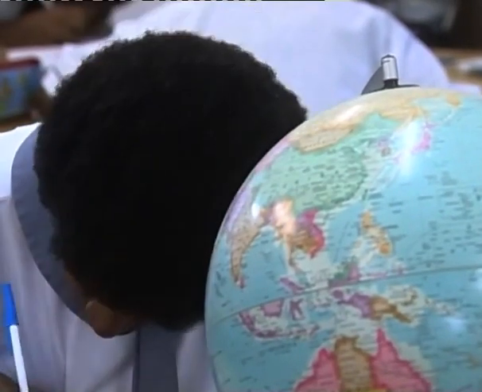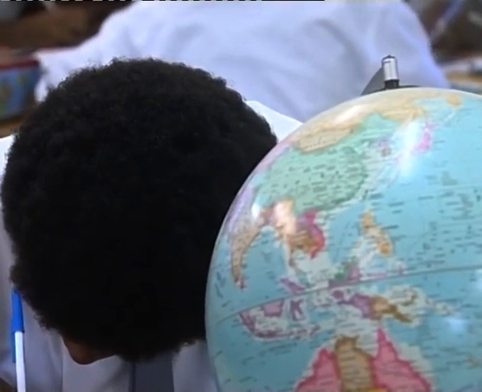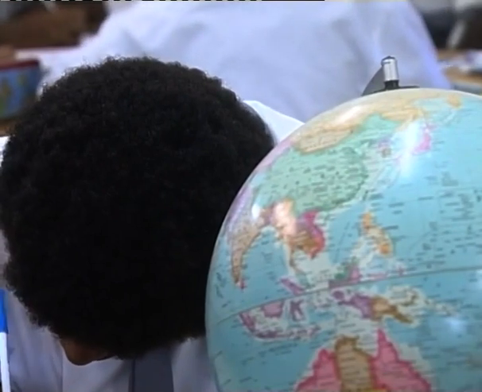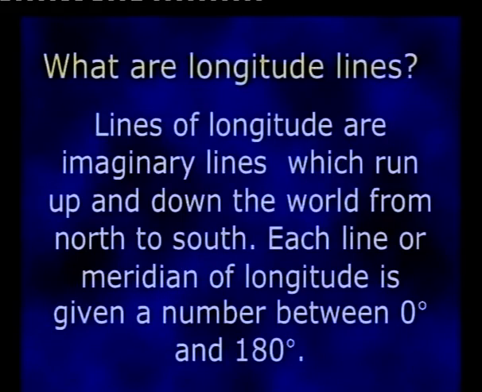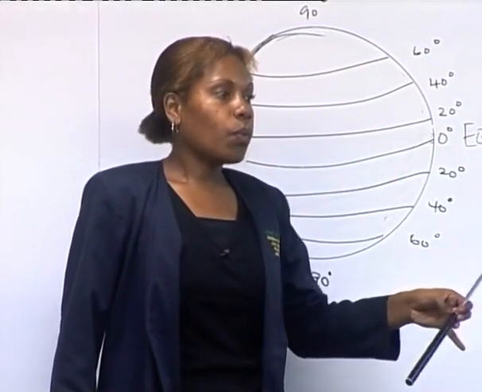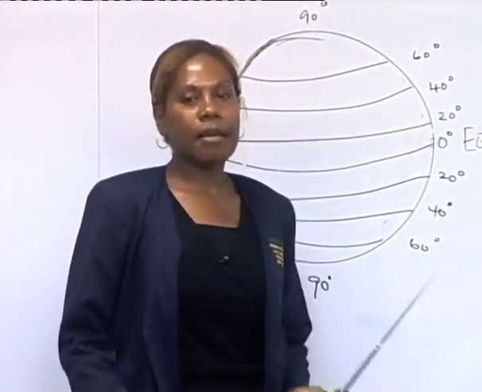So longitude lines, 0 degrees. The main longitude line is known as the prime meridian line. What does the prime meridian line show, or what does it do? For example, the equator separates the northern hemisphere from the southern hemisphere. What about the prime meridian line? It separates the western hemisphere from the eastern hemisphere.